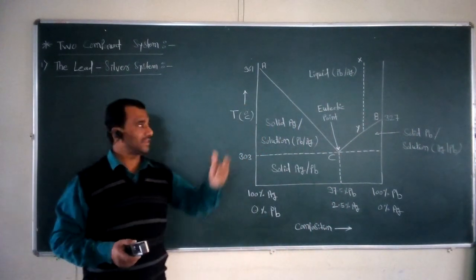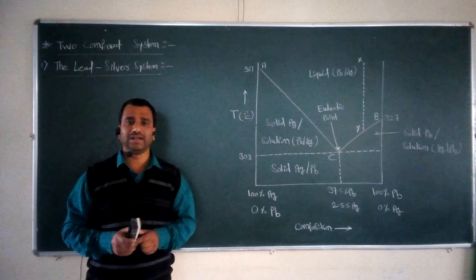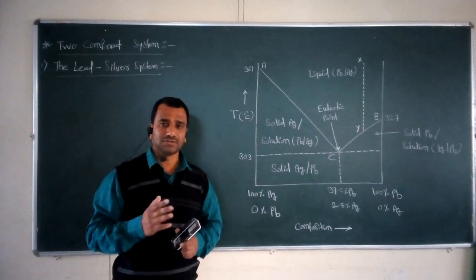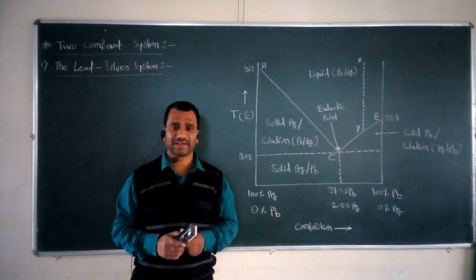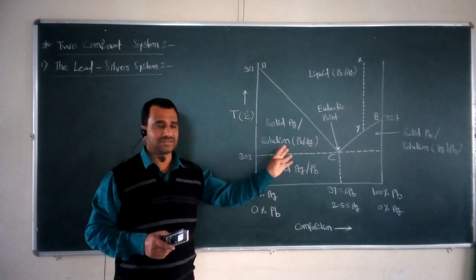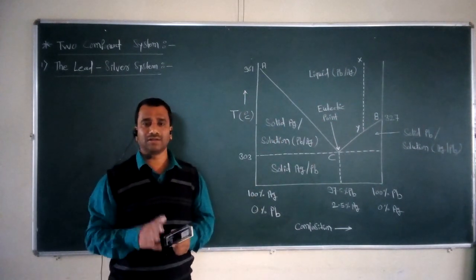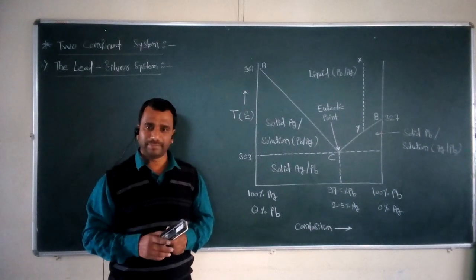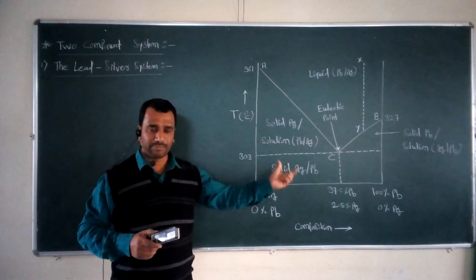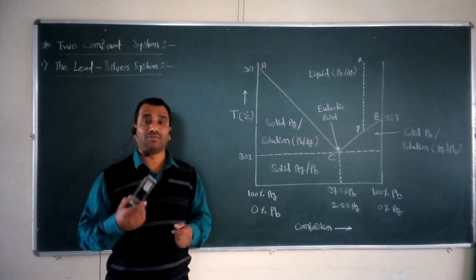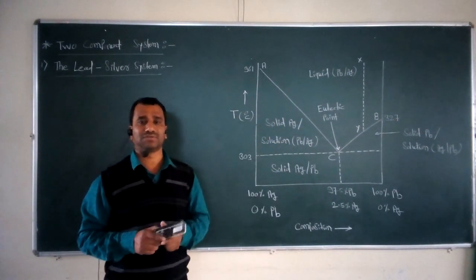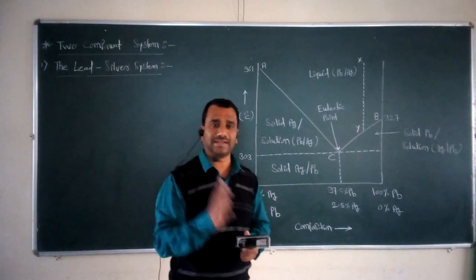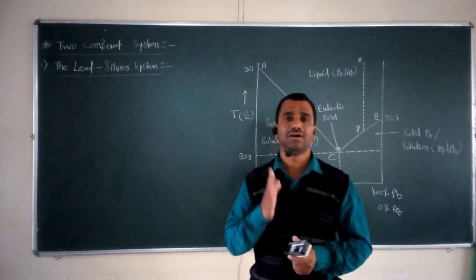Now, as far as this phase diagram of the lead silver system is considered, we can say that in this particular phase diagram, different types of areas, different types of curves or lines, and different types of points are present. Then what is the importance of all these areas, curves and points, that we have to study one by one in the same manner in which we studied the water system.